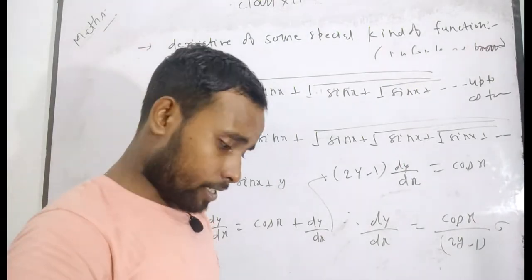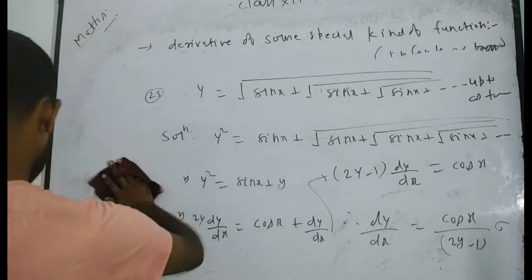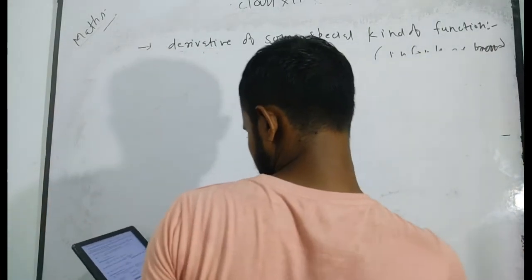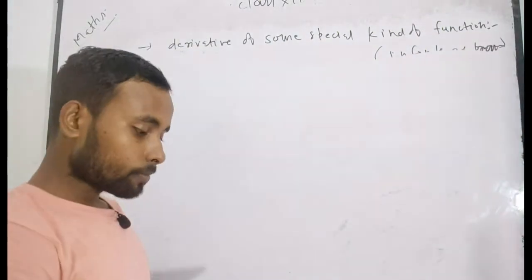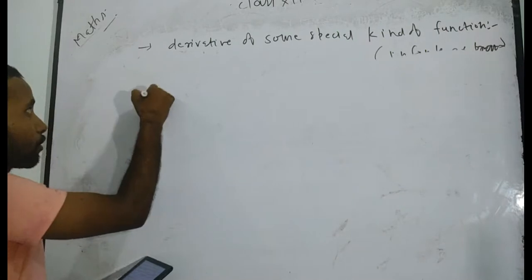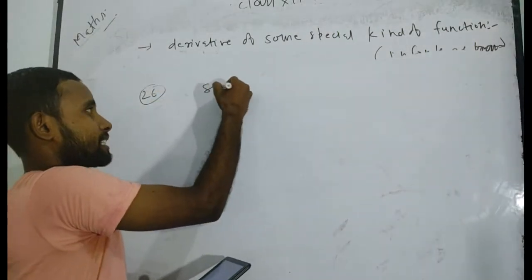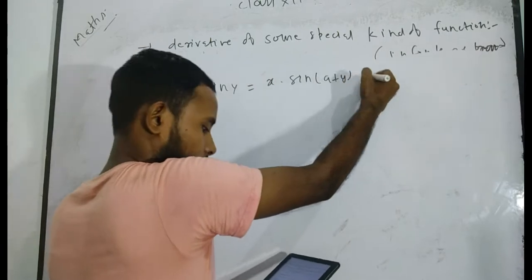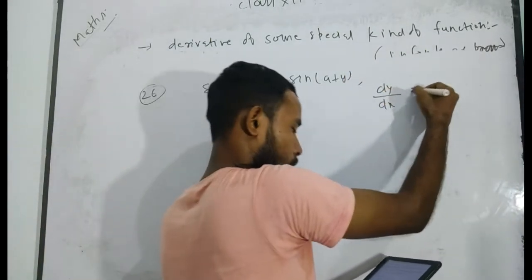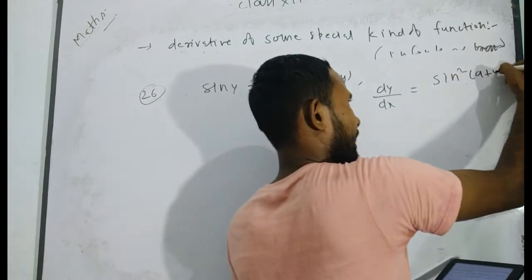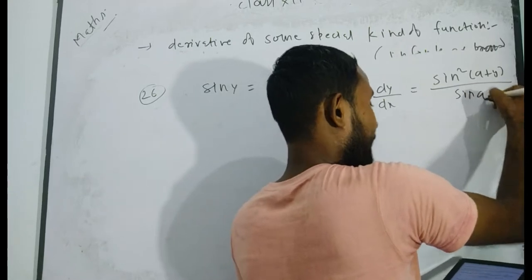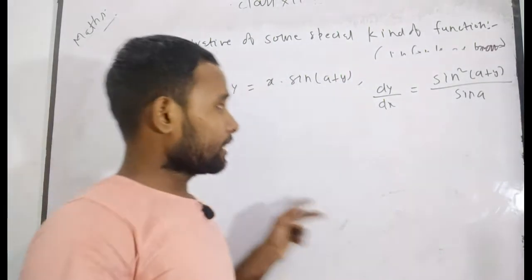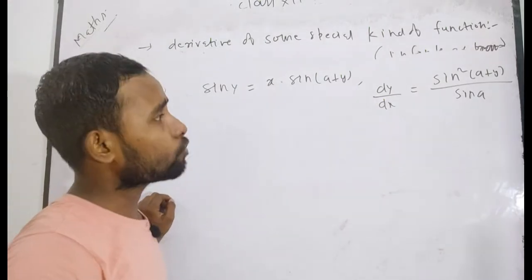Now I want to take the next question for you. See here, question 26 is a very interesting question. Actually, this question was also asked in IIT. Sin y is equal to x times sin(a plus y). Prove that dy/dx is equal to sin square(a plus y) divided by sin a. In this question, you have to find dy/dx.